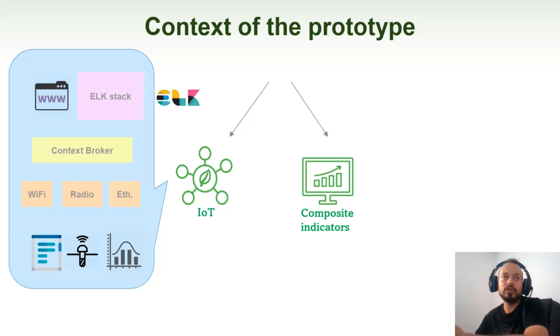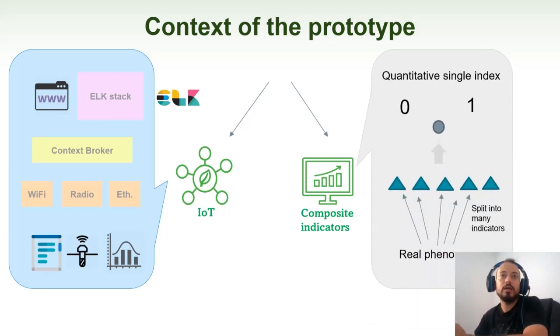Afterwards, after concentrating those data in the context broker, we also make use of the ELK stack, Elasticsearch, Logstash, Kibana, and also develop our own custom user interface for representing what's on the right part, in this second domain, the composite indicators.